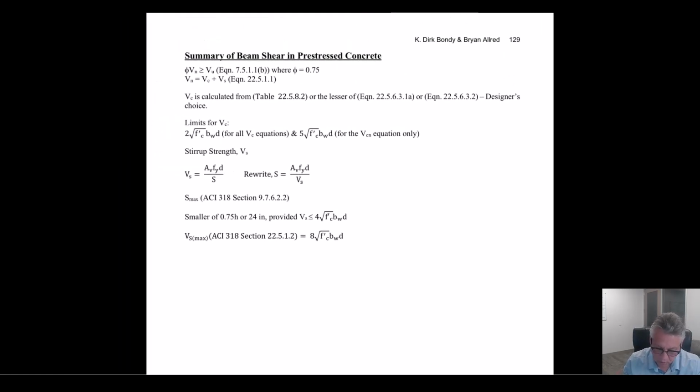I've got a little summary sheet if you want to go buy it. Pretty simple stuff. Phi factor, remembering that phi VN has to be greater than VU. What the VC calculations are, you have 3 equations to go through. You have a lower limit that we're going to use of 2 square root f'c, and we're going to use a 5 square root f'c for the VCN equation only because we're following the herd. These are your equations that you learned in reinforced concrete for calculating the stirrup spacing. And then we have maximum spacings. For us, we're always going to be in this range. I don't want to complicate things, but we're going to assume that our VS demand is less than 4 square root f'c bw d, and that will establish our minimums. And there is a VS max, and I tend not to check that because I'm lazy.